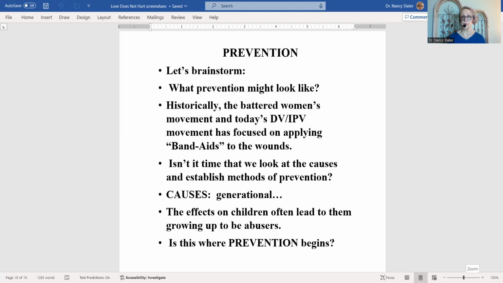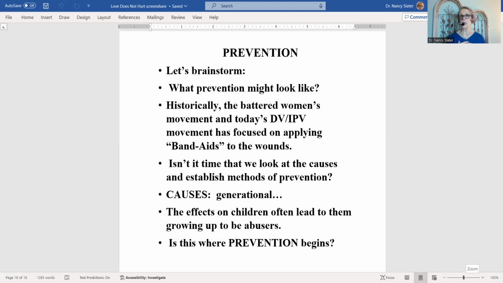And so prevention, for years, the battered women's movement, the domestic violence movement, the Me Too movement has put Band-Aids and splints and casts on this issue. And we've really not thought about until most recently prevention. What does prevention look like? How can we stop this?